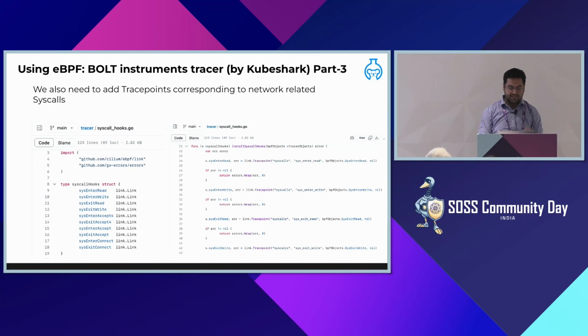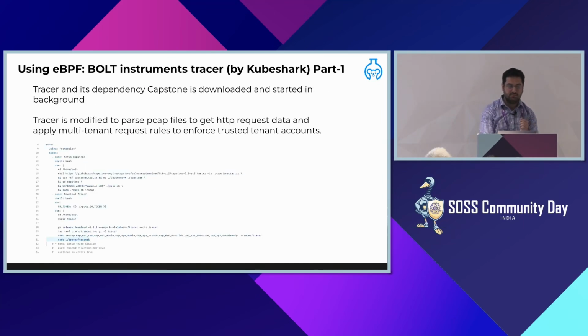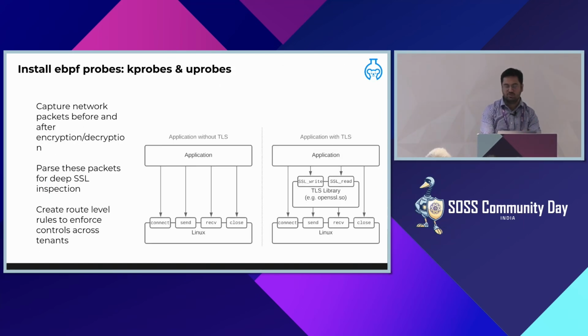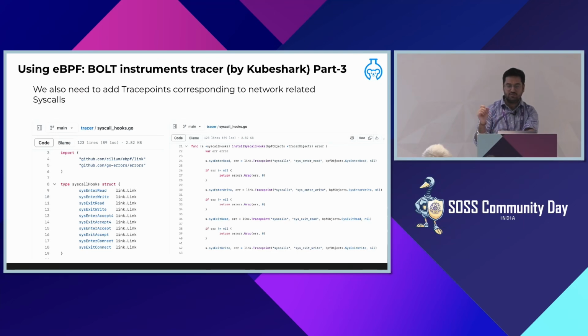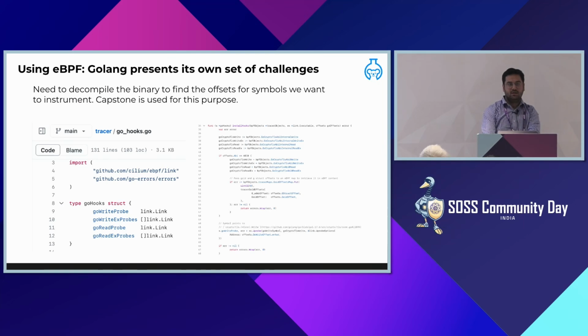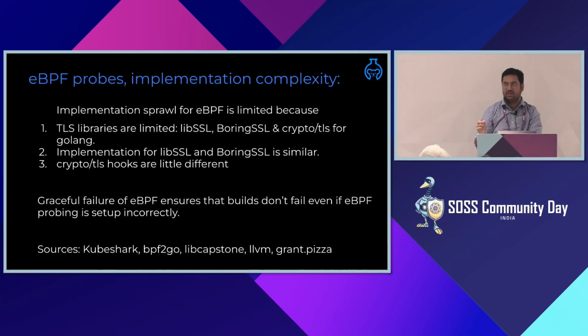What I want to mention is that the main instrumentation here happens across K-probes and U-probes. You also want to add trace points to syscalls to be able to capture all of the traffic. Overall, eBPF implementation has some amount of complexity, but the complexity depends upon the TLS library of the code that is being written in the CI system. The reality is that TLS libraries are limited: libSSL, BoringSSL, and for Golang there is crypto/tls.